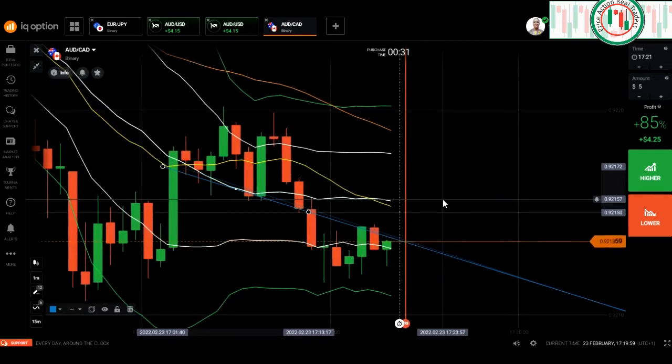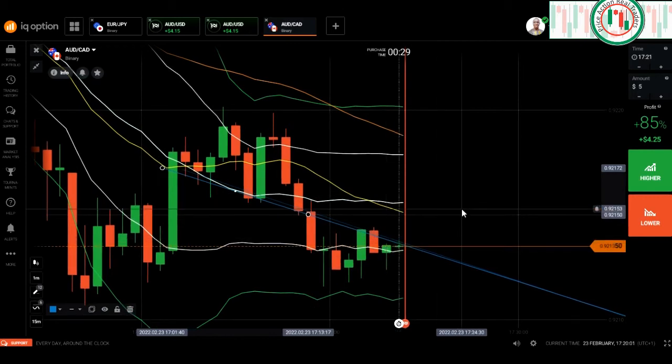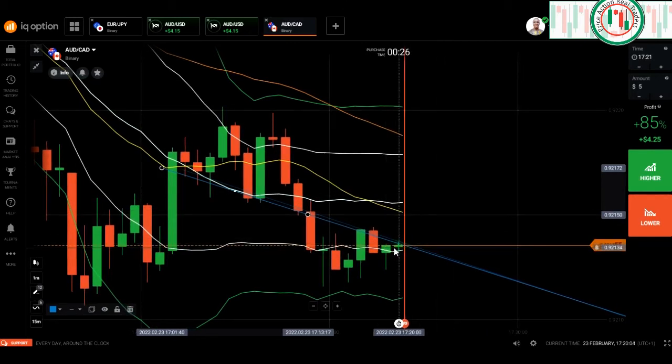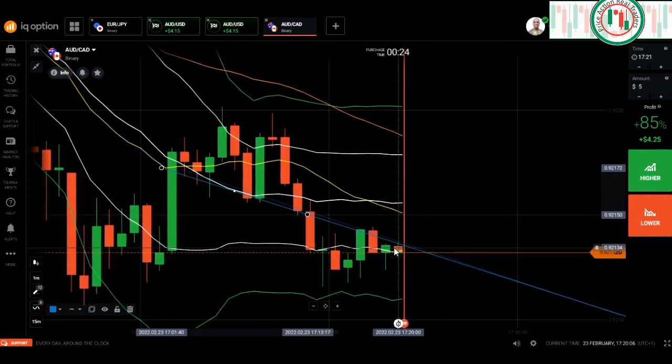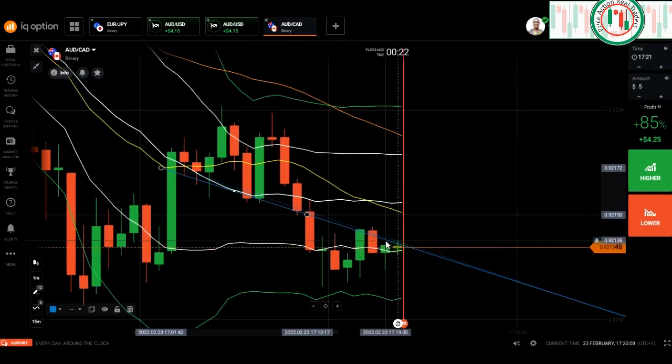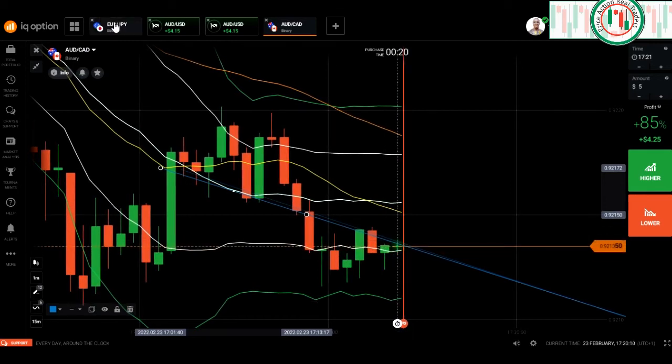you see, it's not a red candle. So it's not a red candle. This is a consolidation area. Let me change to another one.